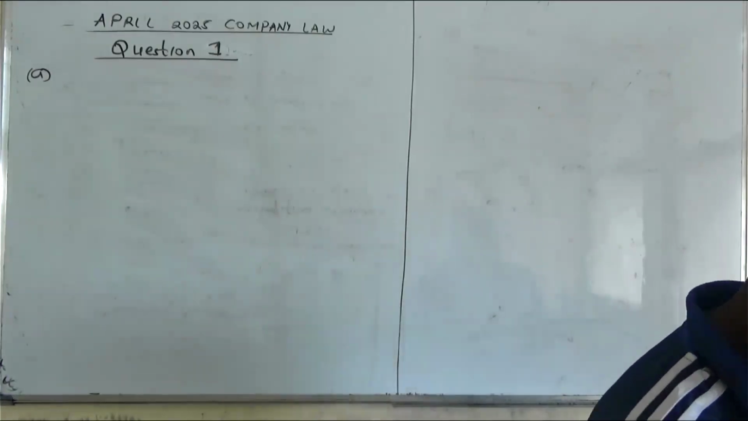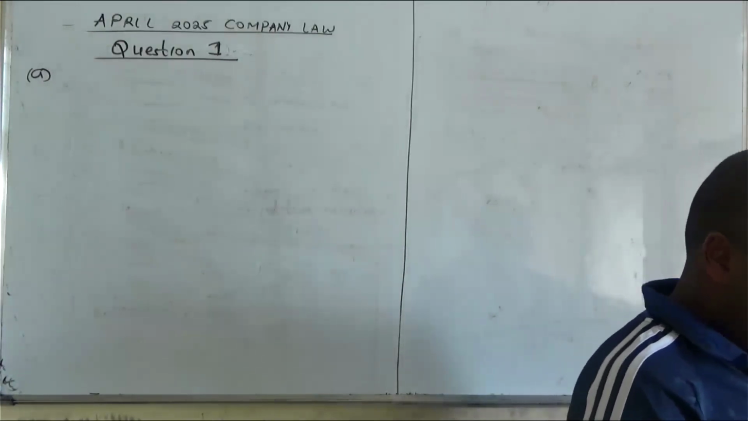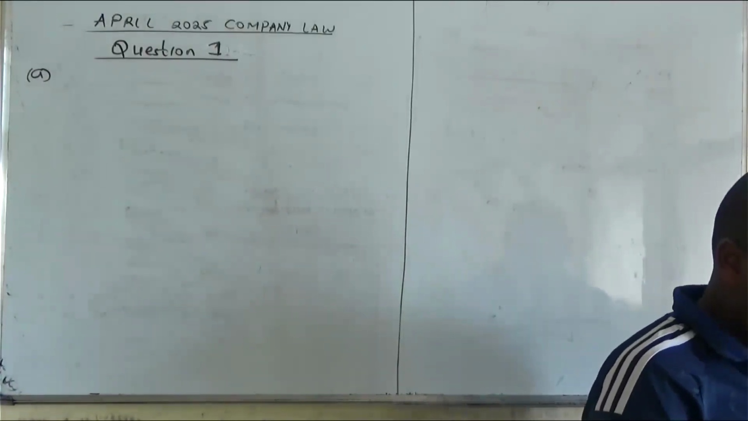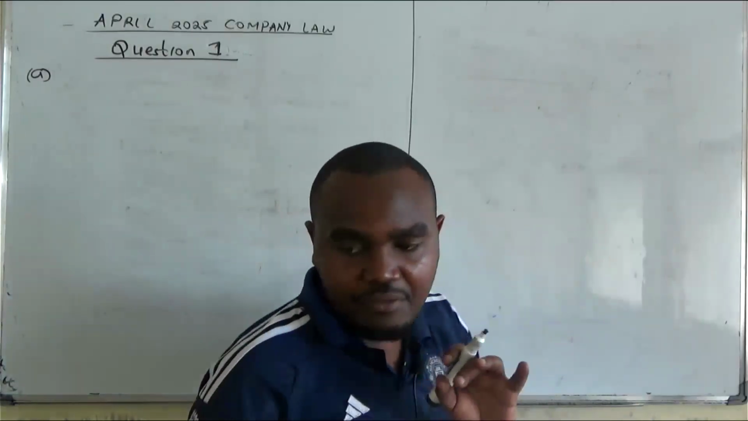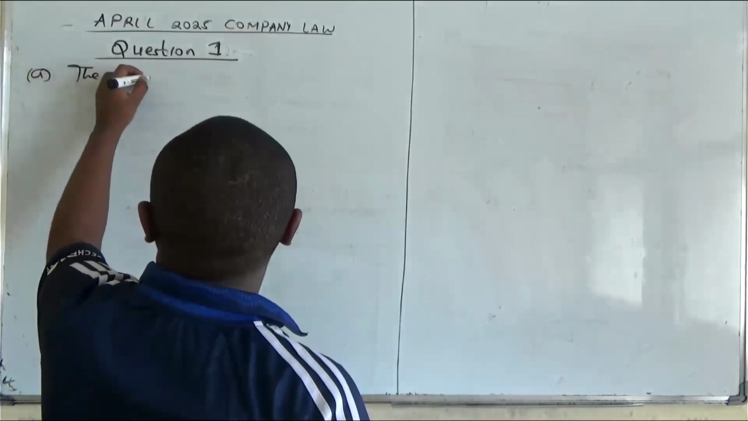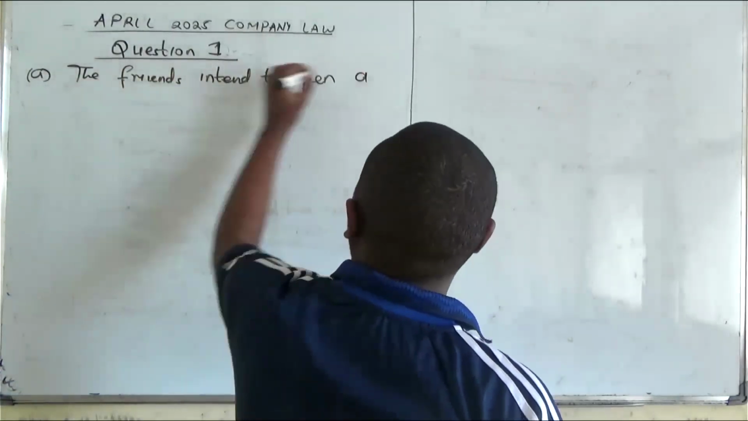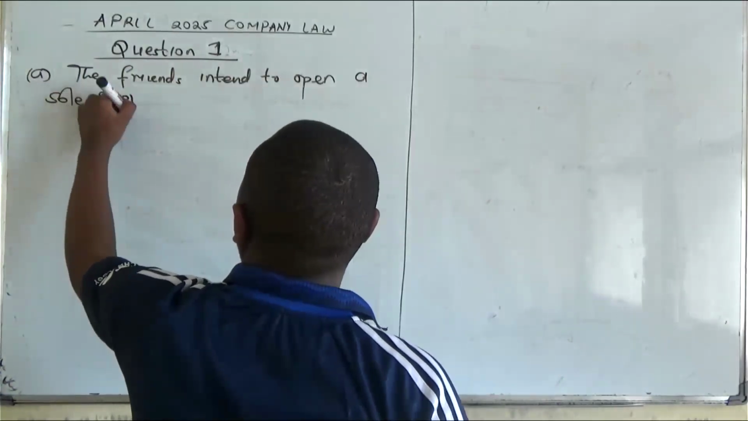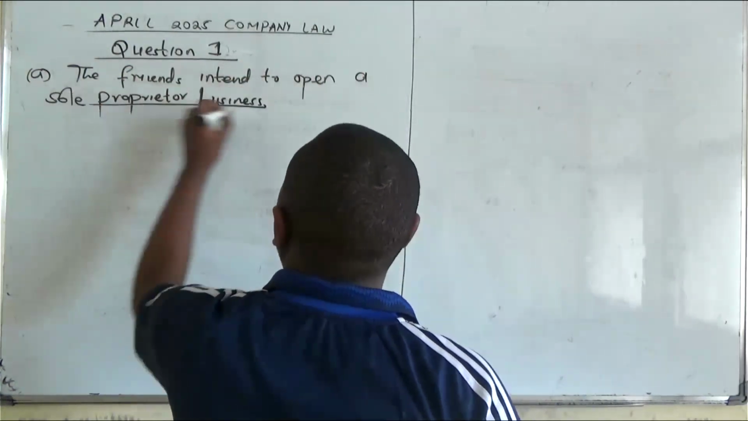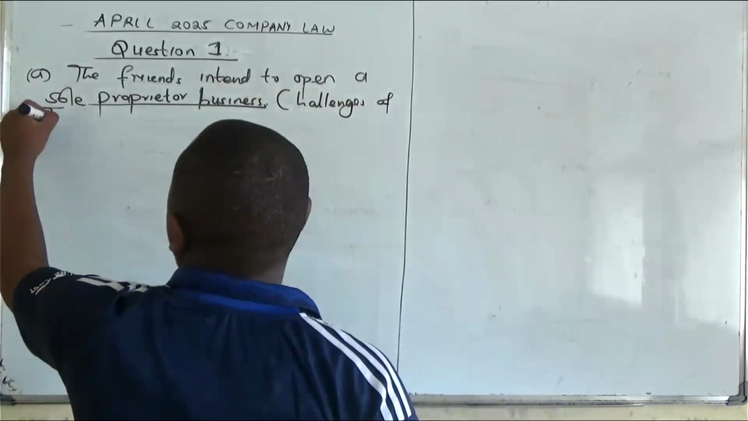If we were in the exam now, we can assure ourselves that the question is testing topic 1. I want to paraphrase the question. The friend intends to open a sole proprietor business. What are the challenges of this business?